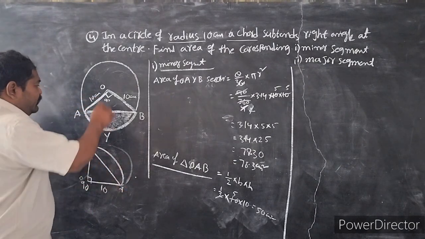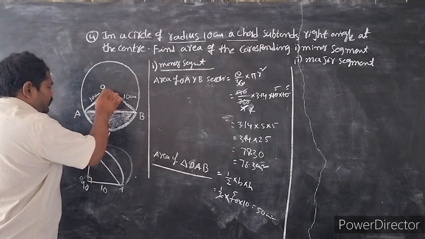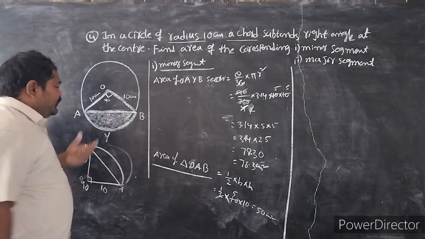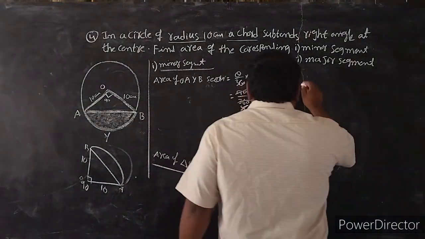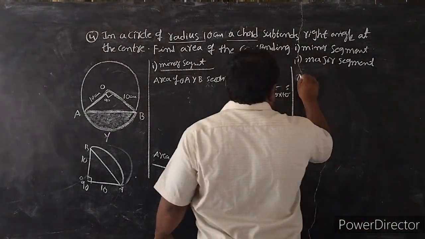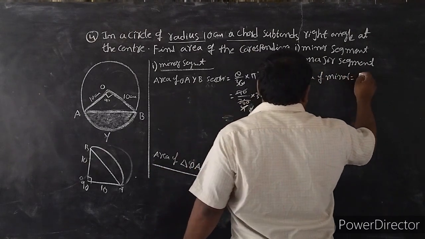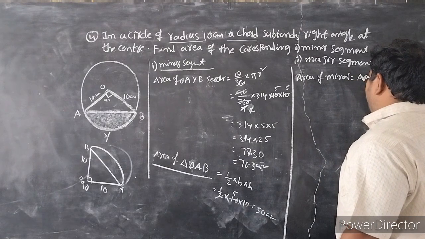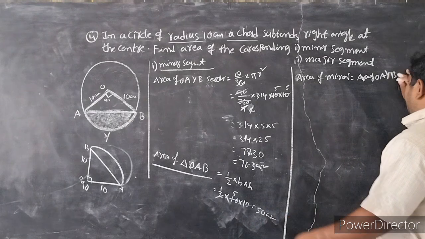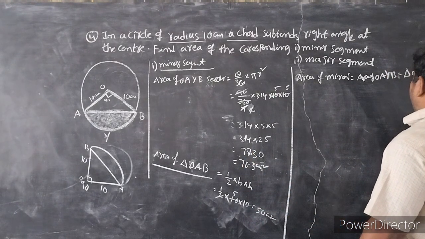If we subtract the area of the right angle triangle from the sector OAYB, we will get the area of this minor segment. Therefore, the area of the minor segment is the area of OAYB, the total sector, minus the area of triangle OAB.